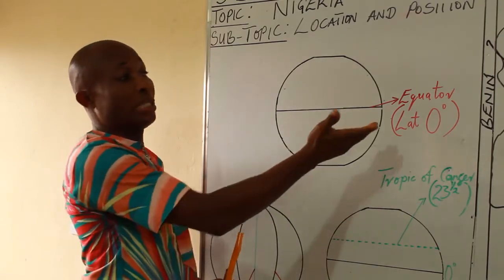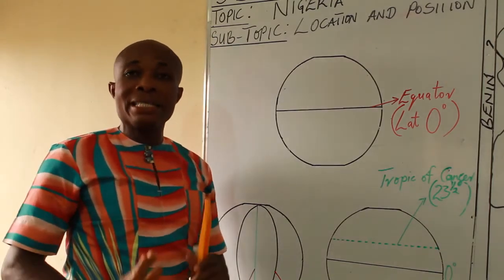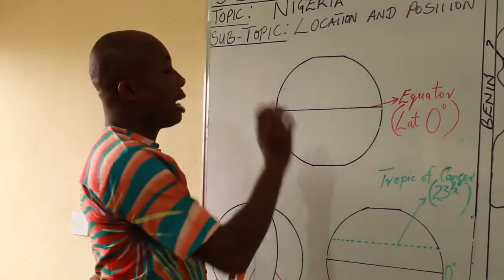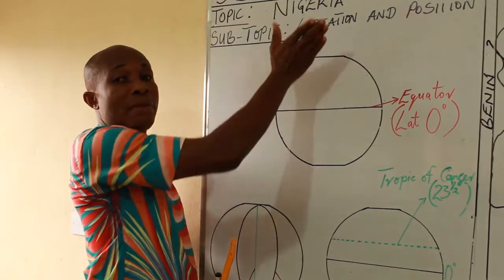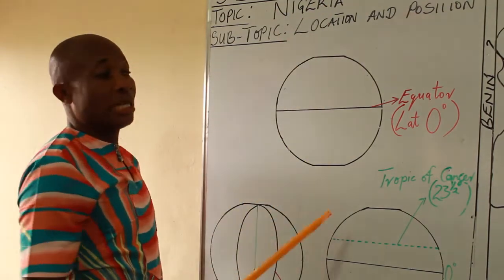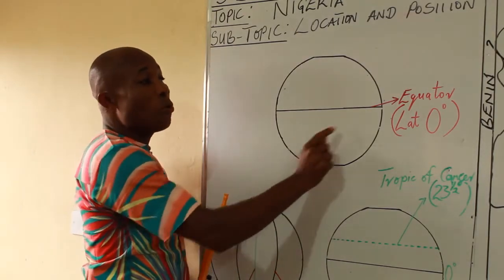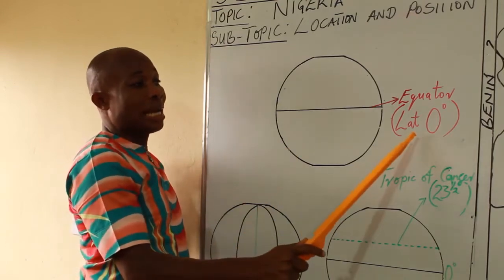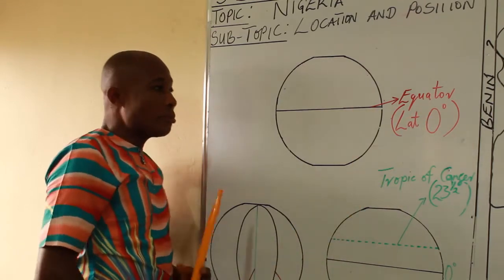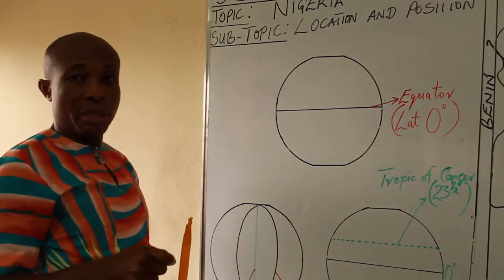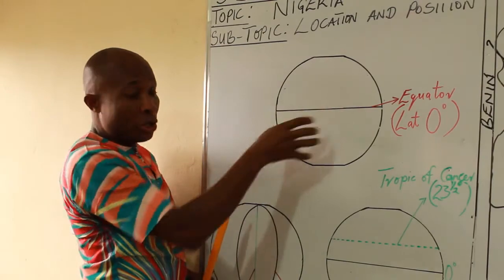And what is an equator? An equator is an imaginary line that divides the Earth into two equal halves, and the northern part of it is called the northern hemisphere, while the southern part of it is called the southern hemisphere. And among the lines of latitude, of which the equator is one, it is known as lat 0 degree or latitude 0 degree. And Nigeria as a country, which exists in a continent, is also fixed or located on this globe.